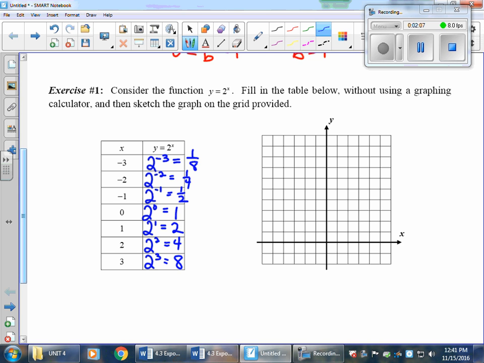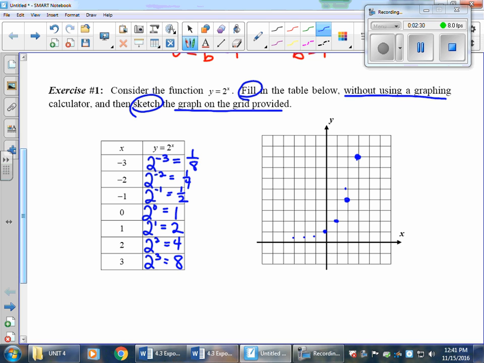So then it says sketch the graph. So we filled in the table. We did not use the graphing calculator. And we want to sketch the graph on the grid provided. I always go back and read the question just to make sure that I'm doing what I'm supposed to be doing. So let's do the easy ones first. 4 is here, 8 is here.